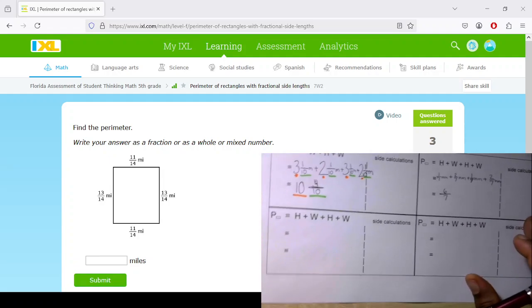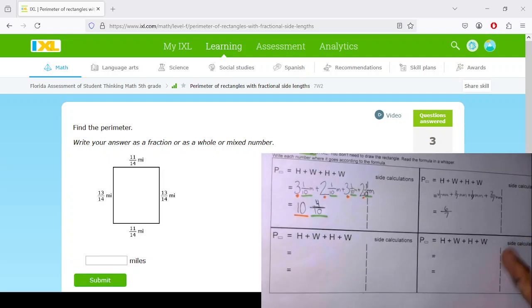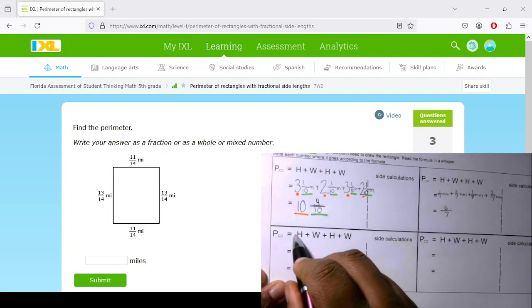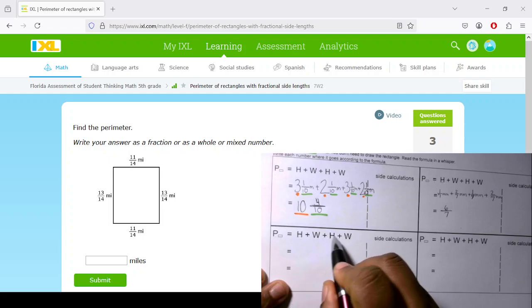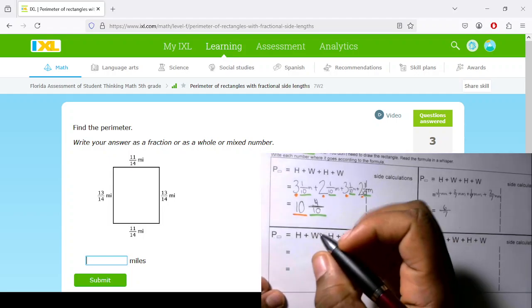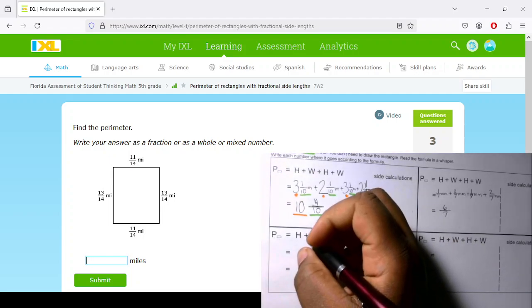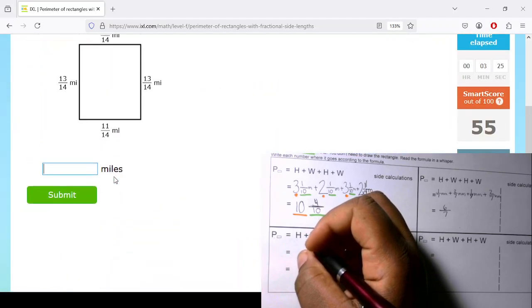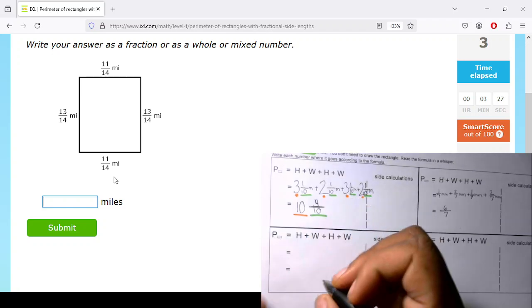So here, again, I'm going to keep following those instructions. Read the formula in a whisper. Perimeter of a rectangle is calculated by adding up the height and width of every side. I'm going to write each number where it goes according to the formula. This rectangle on my screen is, what is that, 13/14? Miss Ali cannot see. I'm going to zoom in. I think that's 13/14.